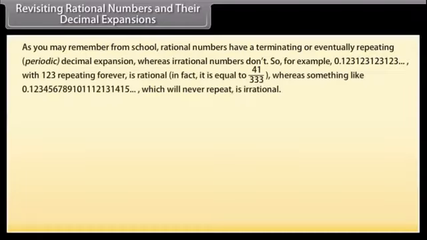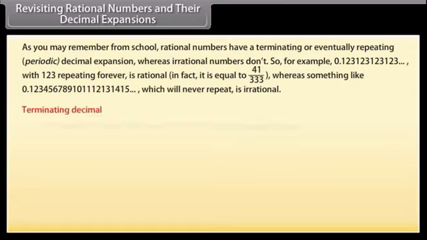Revisiting rational numbers and their decimal expansions. As you may remember from school, rational numbers have a terminating or eventually repeating periodic decimal expansion, whereas irrational numbers don't. So, for example, 0.123123123, with 123 repeating forever, is rational. In fact, it is equal to 41 upon 333, whereas something like 0.123456789101112131415, and so on, which will never repeat, is irrational.